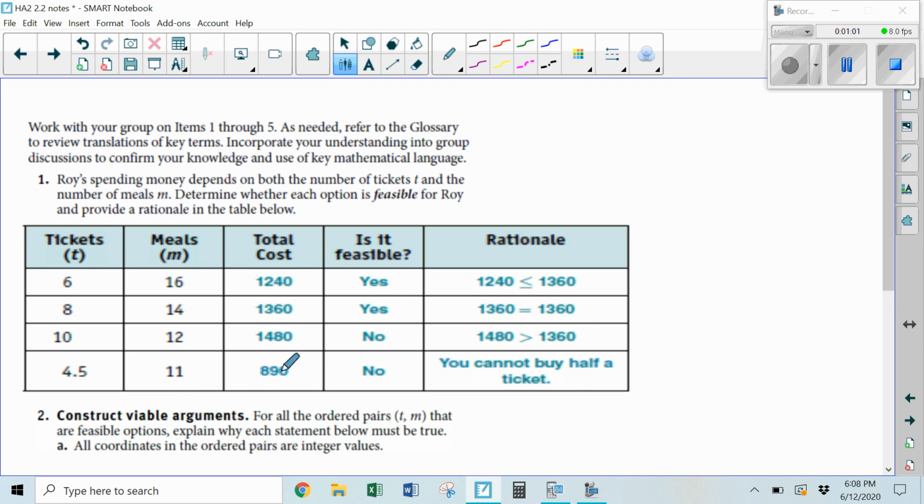This last one comes out to 890, but why is it not feasible? It's not feasible because you can't buy 4.5 tickets. You also couldn't buy 4.5 meals, but just because the number is less than 1360 doesn't always make it feasible in a specific word problem.